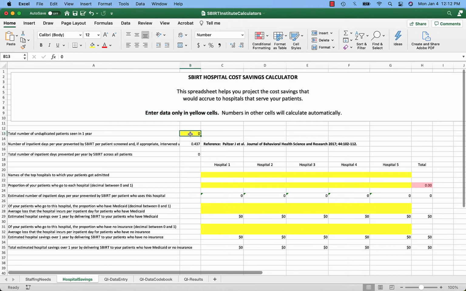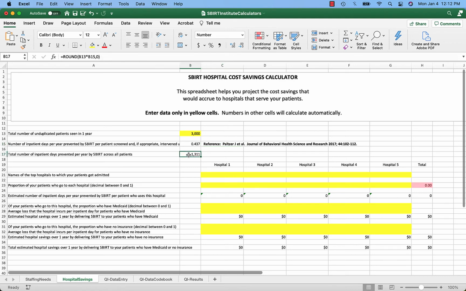In row 13, as for the staffing needs calculator, please enter the total number of unduplicated patients you serve in a year. We'll stick with 3,000 for demonstration purposes. In row 15, you'll see an important assumption that for every patient you screen, and if appropriate, deliver a robust intervention, you'll prevent 0.437 days, or nearly a half day of hospitalization over the next year. This assumption is based on the peer-reviewed published findings of Wisconsin's SAMHSA-funded SBIRT program, which I directed, and you see the reference noted right here on the spreadsheet.